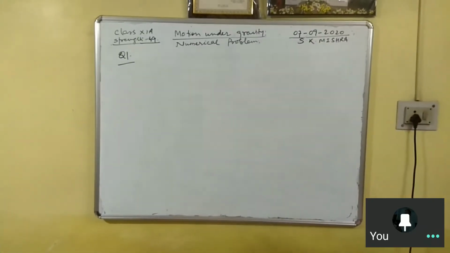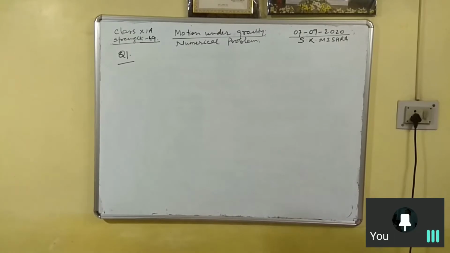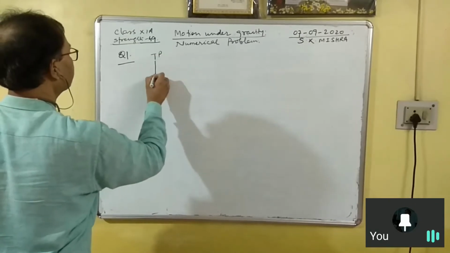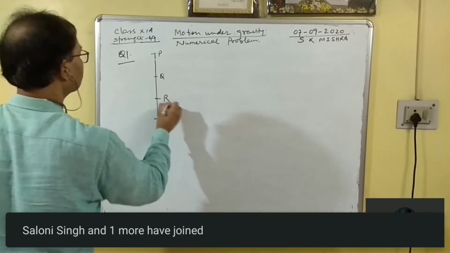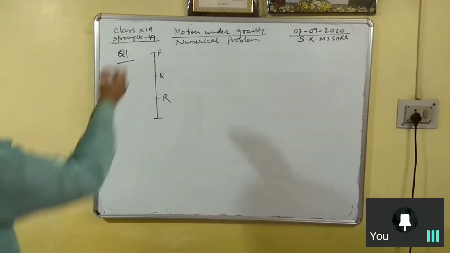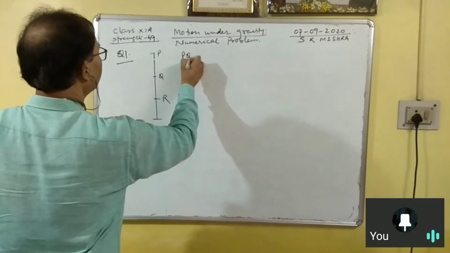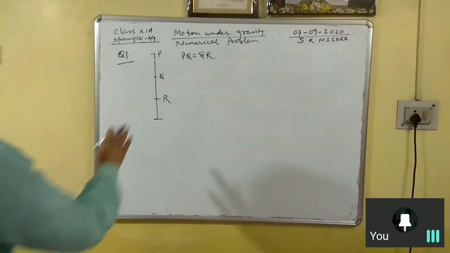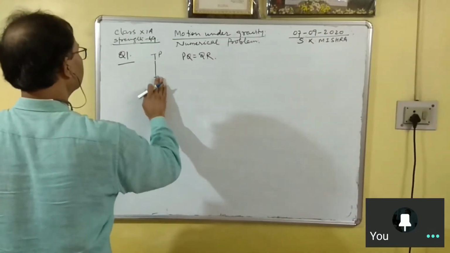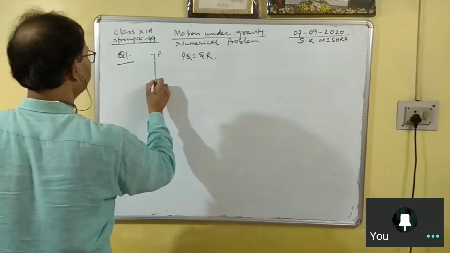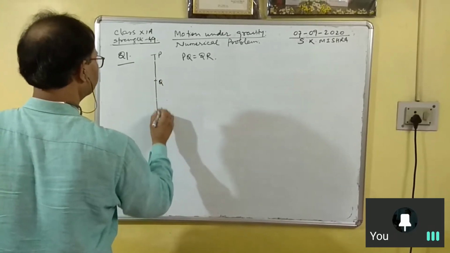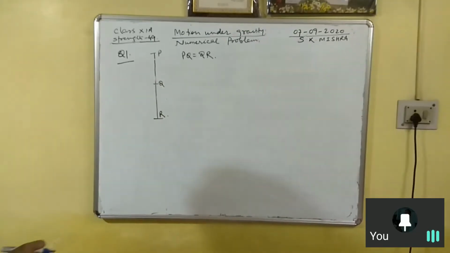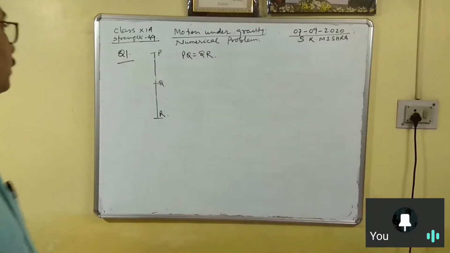Number one: points P, Q, R are in a vertical line such that PQ equals QR. This is a vertical line, points P, this may be Q, this may be R. You may also consider R as at the bottom, just before it hits the ground. So PQ is equal to QR.